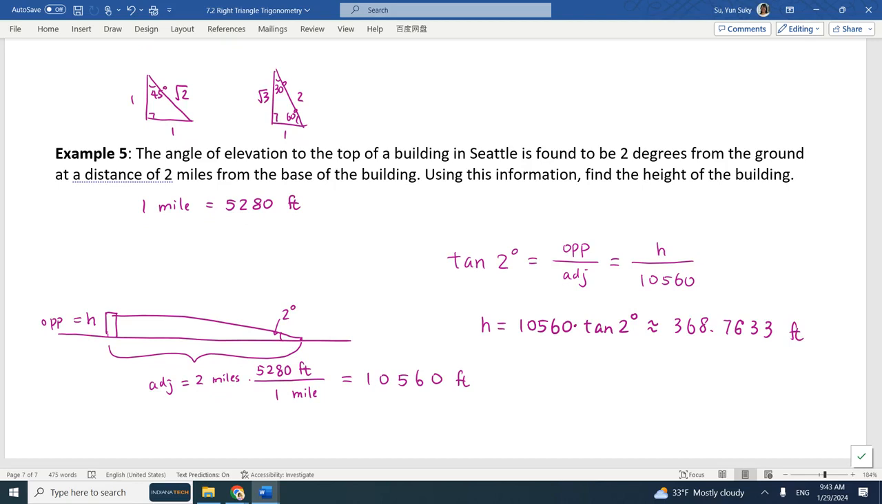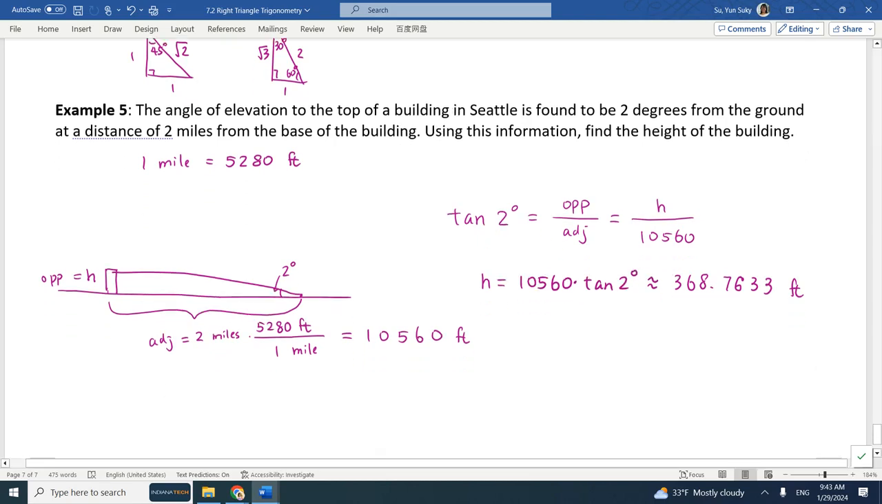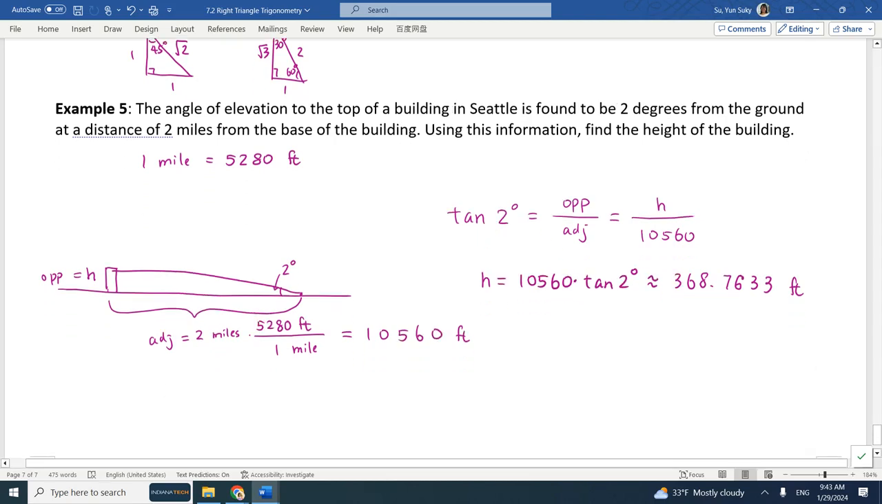Everybody okay with that setup? We draw the triangle, figure out the angle, and then relate the sides. What's the relation? And then depending on the relation, we figure out which trig function to use. Okay, everybody? And now we can solve the unknown. Mm-hmm. Okay, so this is section 7.2. Any questions about 7.2?